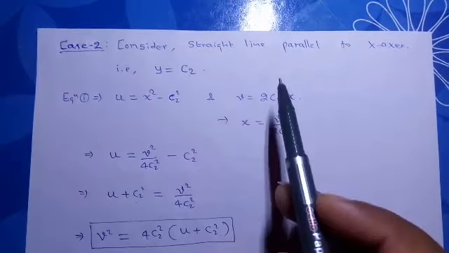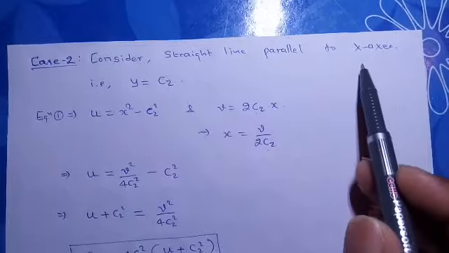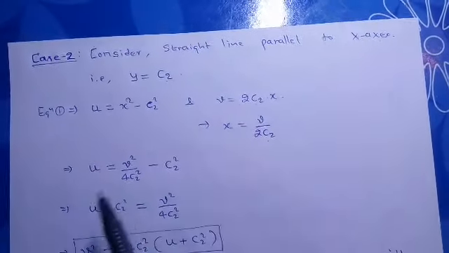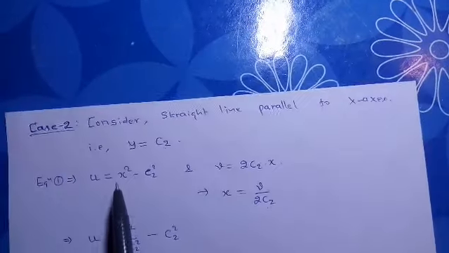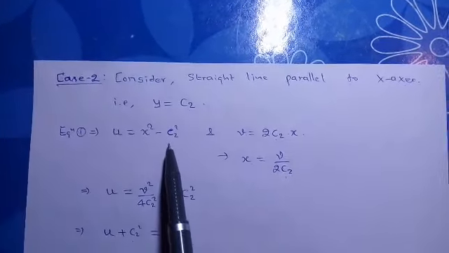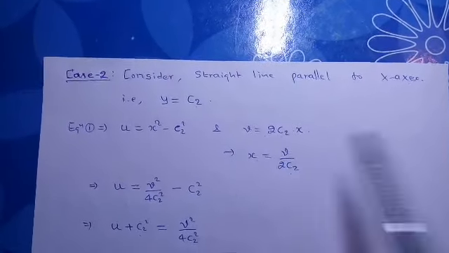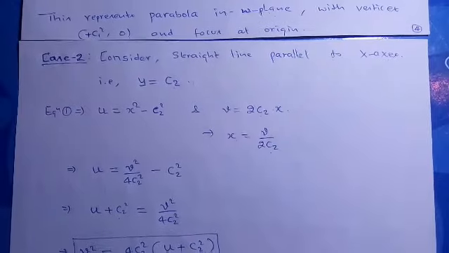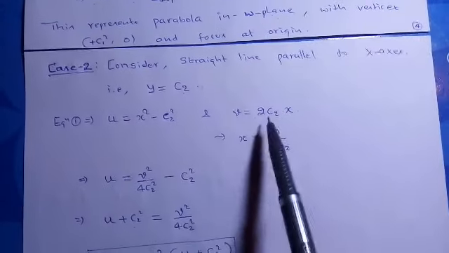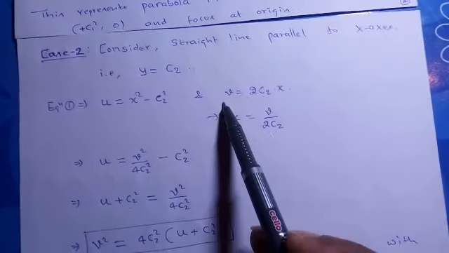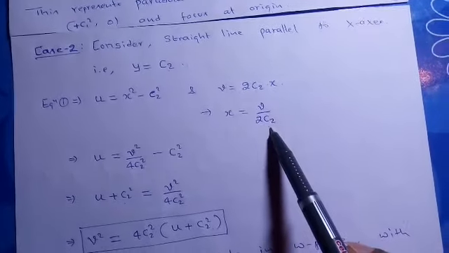In case 2, consider a straight line parallel to the x-axis. Its equation becomes y equal to some constant c2. Substitute into equation 1, we get u equals x square minus c2 square, and v equals 2c2x. By substituting into equation 1, we get these two equations. By this equation, find the value of x by cross multiplying 2c2 to the LHS. So x equal to v by 2c2.